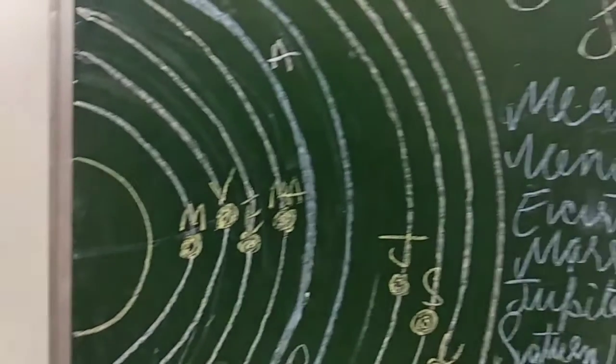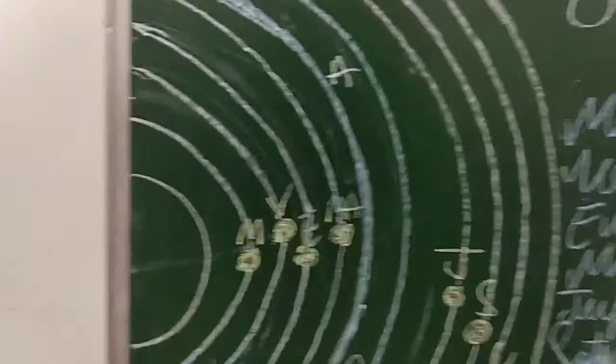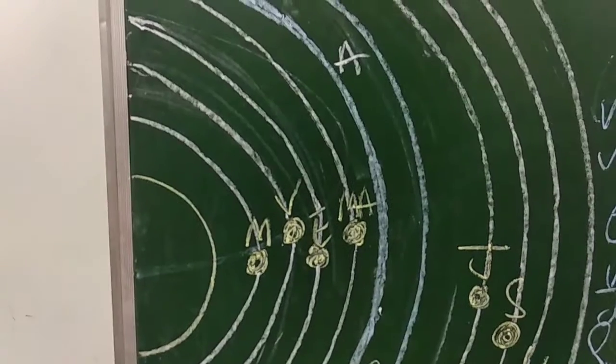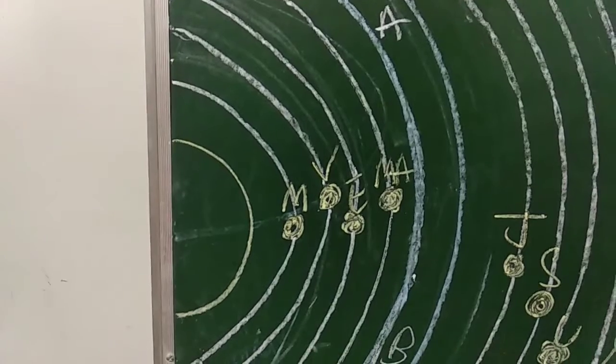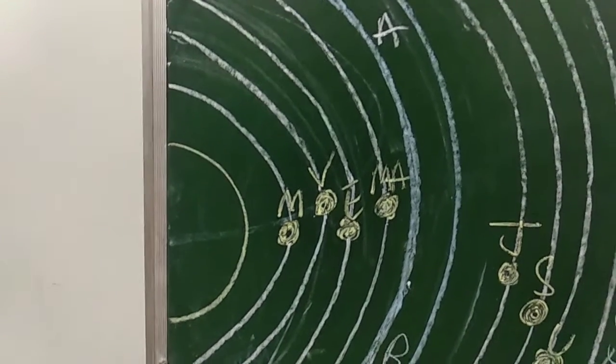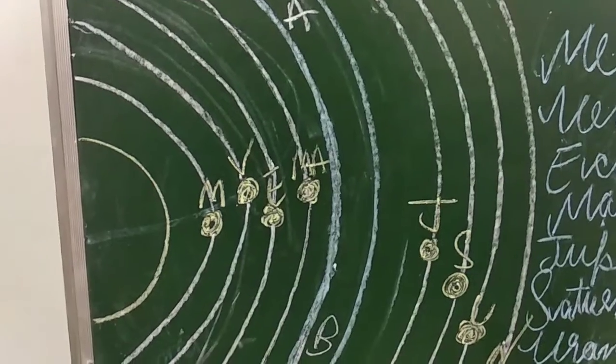We can remember these outer planets and inner planets by this. Planets that come before the asteroid belt are the inner planets, and planets that come after the asteroid belt are the outer planets.